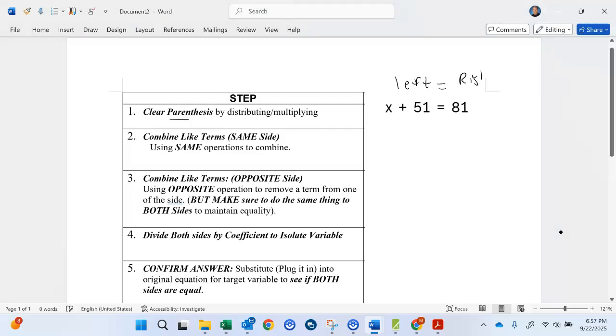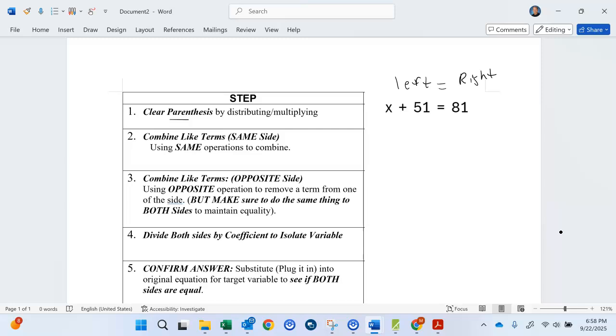This is the right side, right? On the left, x is not the same as 51. On the right side, we only have 81. So for step 2, we don't have anything there. Now we're going to combine like terms on the opposite side of the equation, but we need to make sure that we do the same thing to both sides.